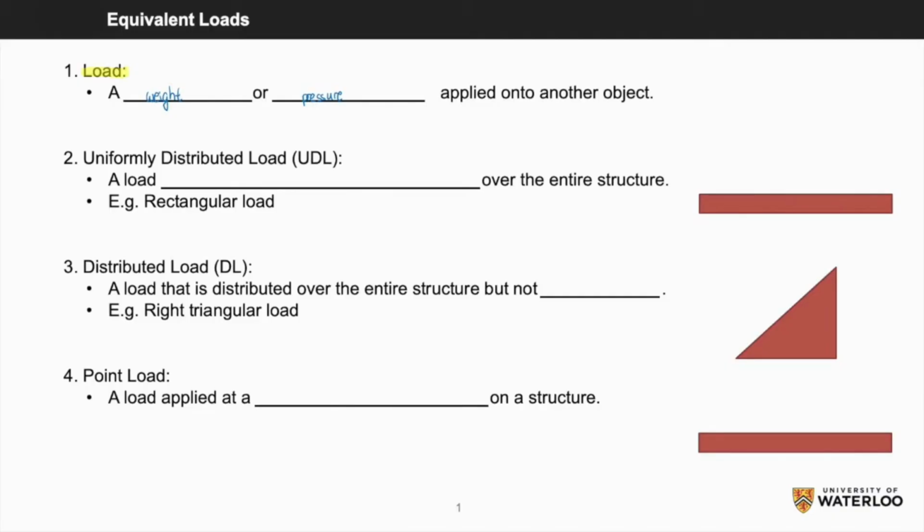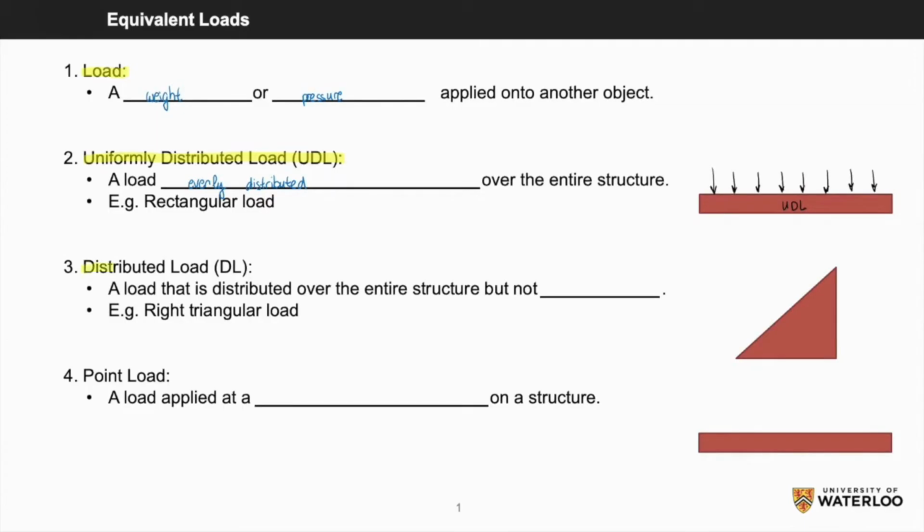There are different types of loads, but we will be focusing mainly on two categories. A uniformly distributed load, or in short form UDL, refers to a load that is evenly distributed, or in other words, spread out over the entirety of the structure. An example would be a rectangular load.